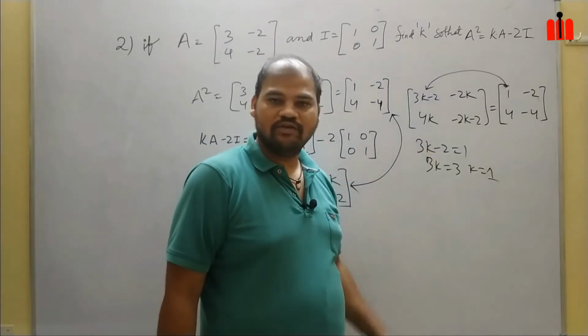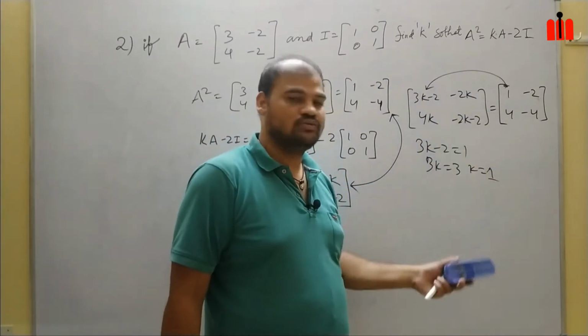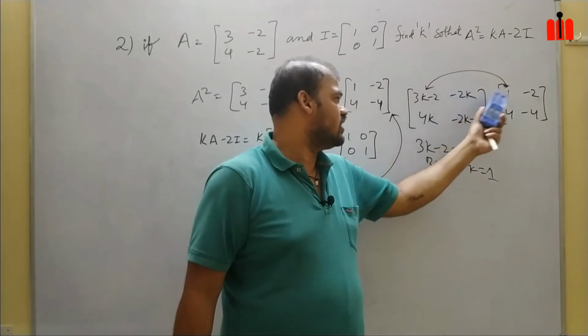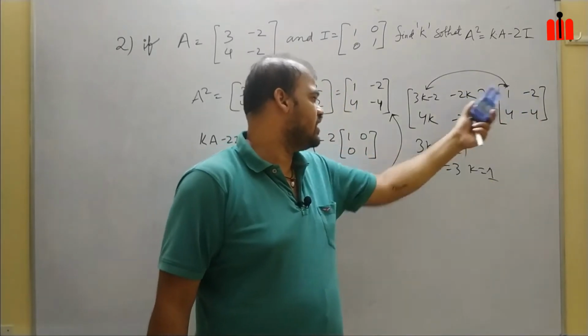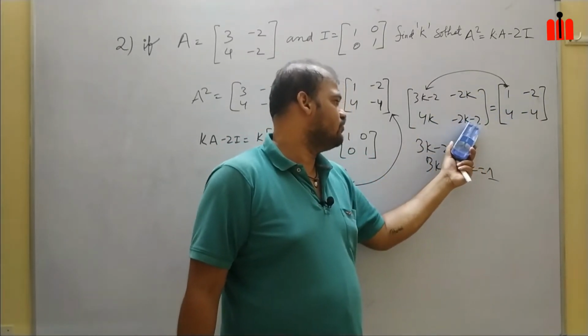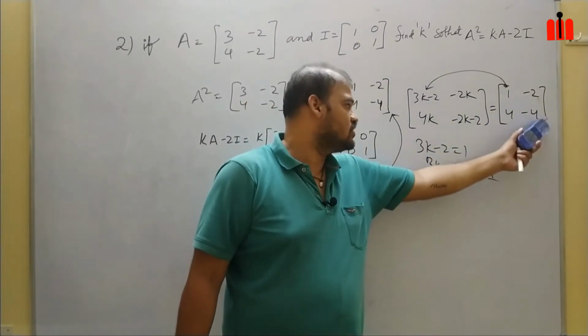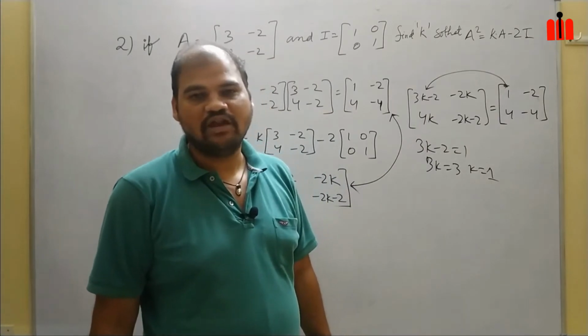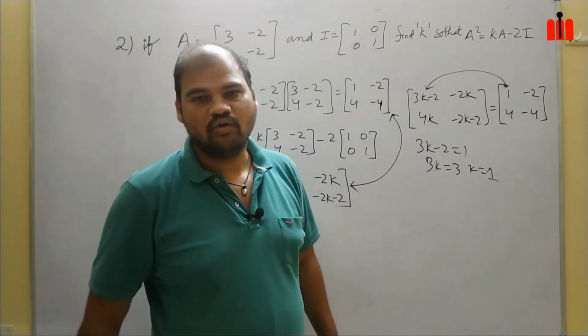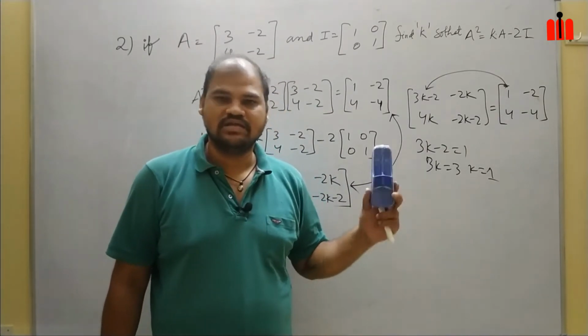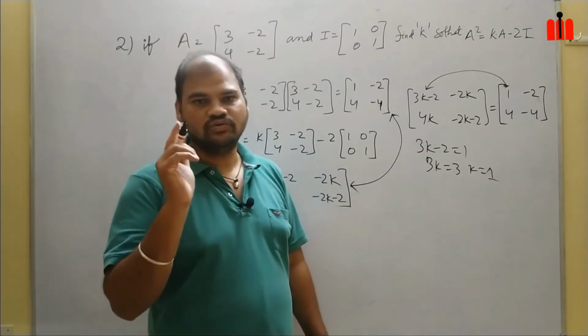So k equal to 1, if you put, then here it will become minus 2, here it will become 4. So here minus 2 is equal to minus 2, 4 is equal to 4. Here if you put k equal to 1, then it will be minus 2, minus 2, minus 4. So here also it is minus 4. So k value is 1. Okay, so this completes my second problem. Let's move on to the third problem.